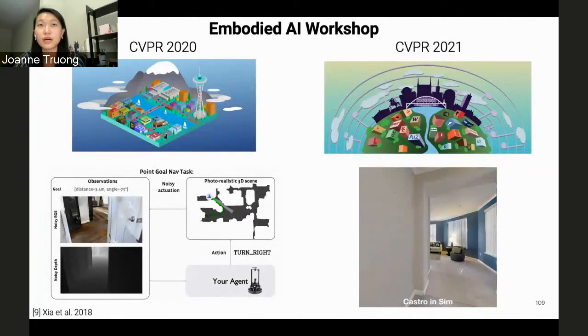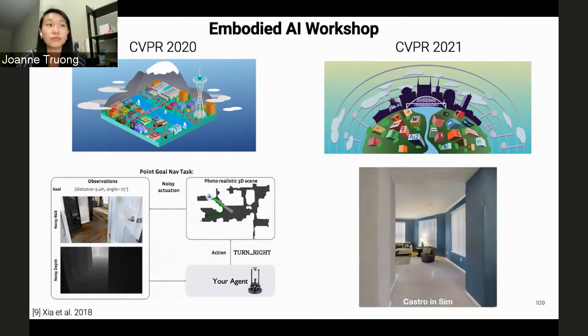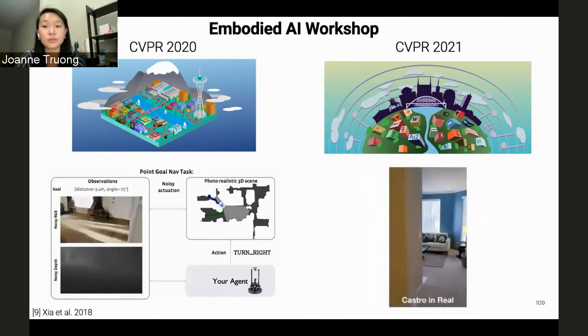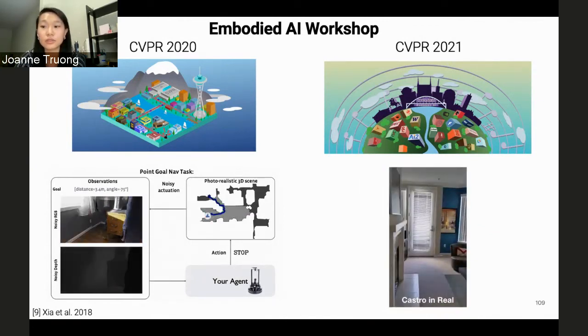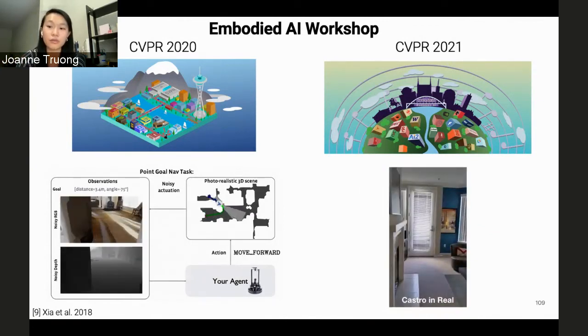And from these results, subsequent challenges proposed in the Embodied AI workshop at CVPR 2020 and 2021 have focused on realism and sim-to-real predictivity by disabling something called sliding, adding realistic sensor noises, and also by directly evaluating robot policies in the real world.